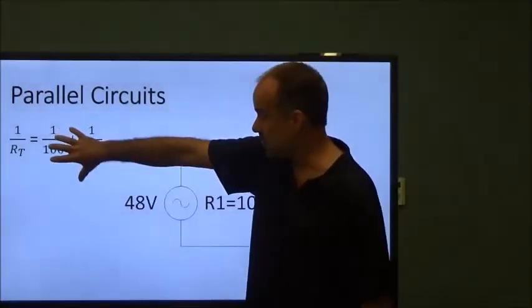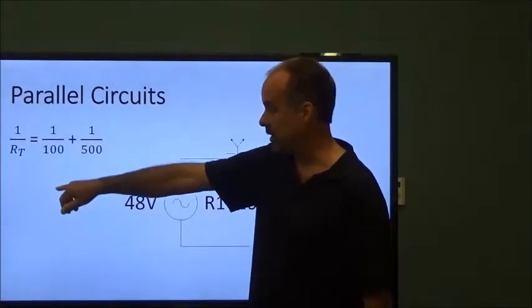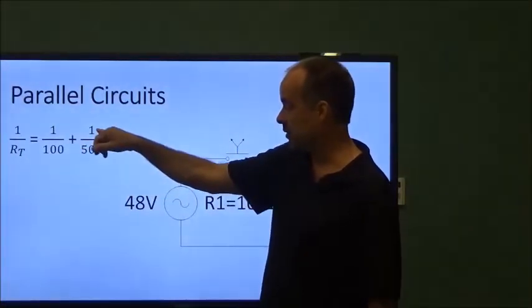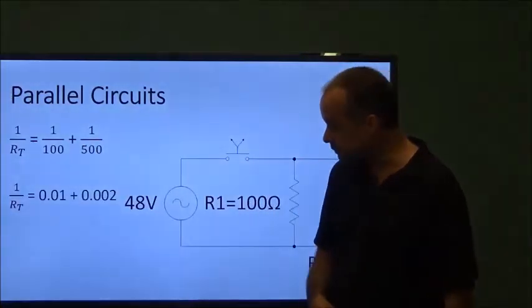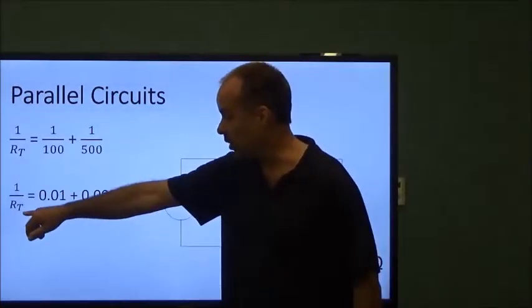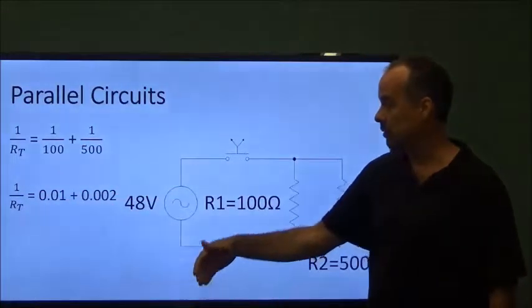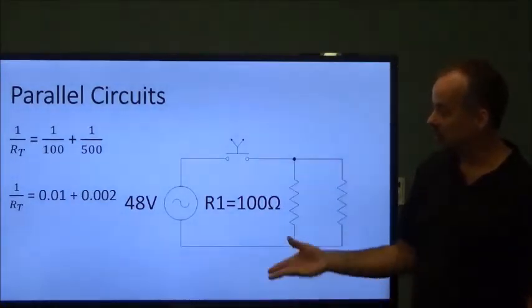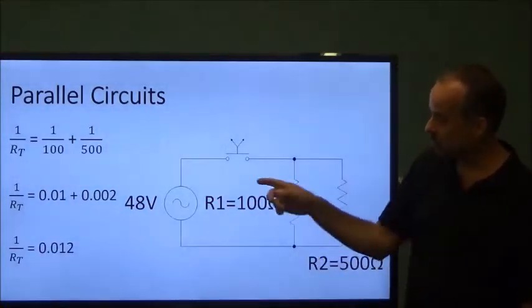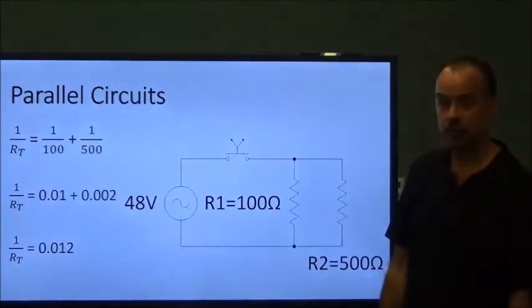To convert these to decimals, all you do is take 1 divided by 100, which gives me my decimal equivalent. Then I'll take 1 divided by 500 to find my decimal equivalent. So this becomes 1 over RT equals 0.01 plus 0.002. I think that's a lot easier than trying to add fractions together. If I add that together, 1 over RT equals 0.012.